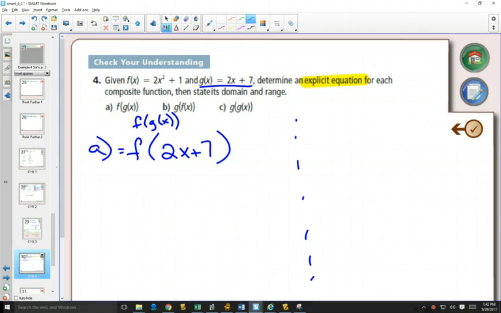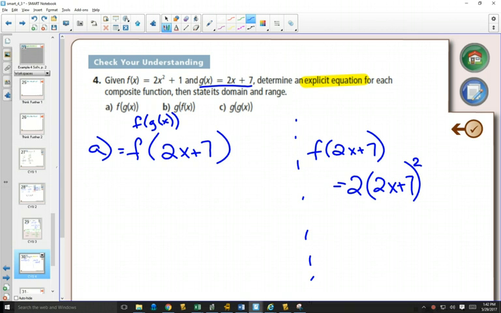F of x says whatever you put in gets squared, gets times by 2 after that, and then you add 1. So if we put in 2x plus 7, the function says take that, square it, 2x plus 7 will get squared, it'll get multiplied by 2, and then you're going to have to add 1. Order of operations says first I'm going to have to square this. So 2x plus 7 times 2x plus 7 is going to give you 4x squared plus 28x plus 49. You'd have to FOIL that.